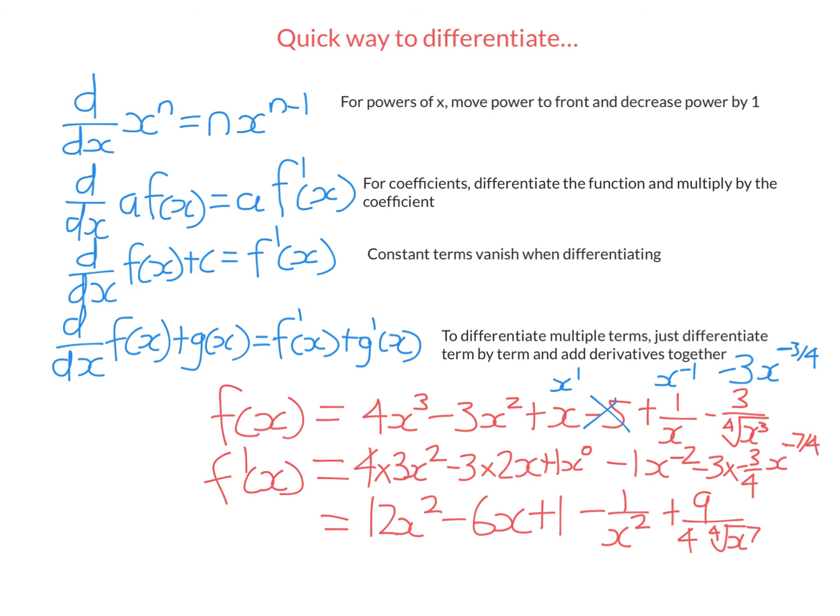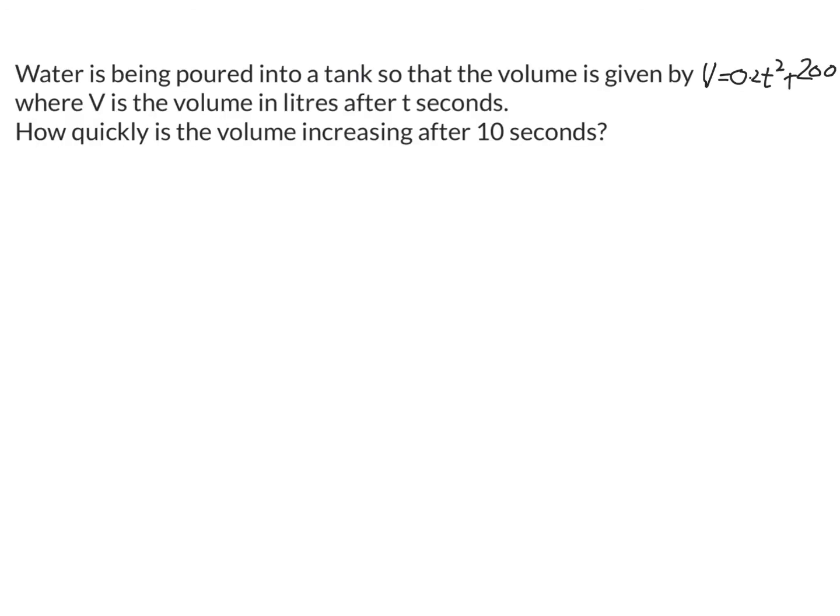All right, let's look at a quick applications question. Water is being poured into a tank, so the volume is given by this function here. V is in litres, t is in seconds. How quickly is the volume increasing after 10 seconds? This is asking us for an instantaneous rate of change. How quickly something is increasing or decreasing is a rate of change, and I'm asked for the rate of change at a given instant, 10 seconds. I'm not asked for the average rate of change over the first 10 seconds. I want the rate of change at exactly this instant.